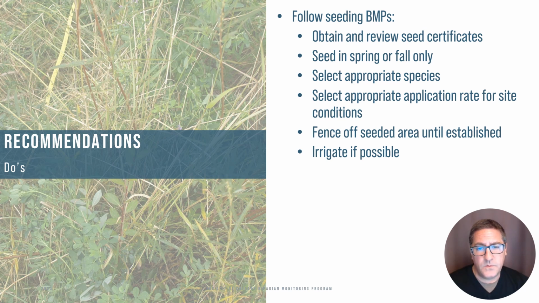It's also important to seed with an appropriate application rate, as I've talked about. Fencing off your bioengineering site while the seed and woody vegetation establishes will also help improve your chances of success. And then lastly, native species don't need to be irrigated to establish successfully, but if you have the means, irrigation could help, particularly if you have a dry spring or summer. So if you can irrigate, it'll definitely help things out.